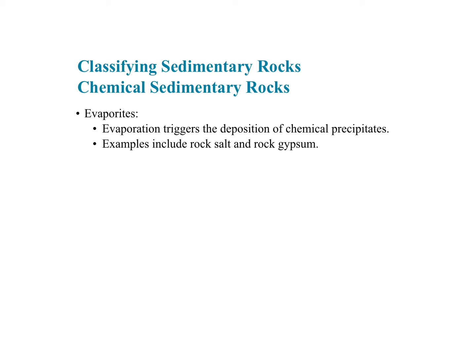Now, another kind of chemical sedimentary rock is what's called evaporites. Look at that, evapor, looks like evaporation. And that's exactly what an evaporite is. It's a rock that comes from water evaporating out and leaving things behind. So evaporation triggers the deposition of chemical precipitates. Examples include rock salt and the rock gypsum.